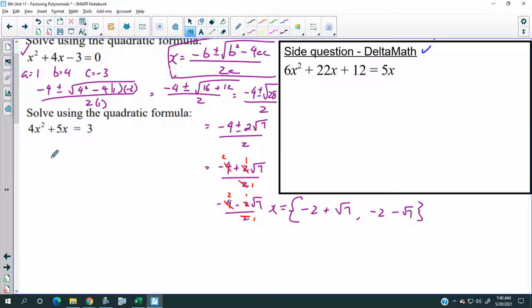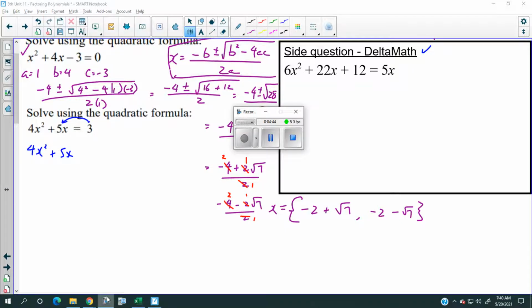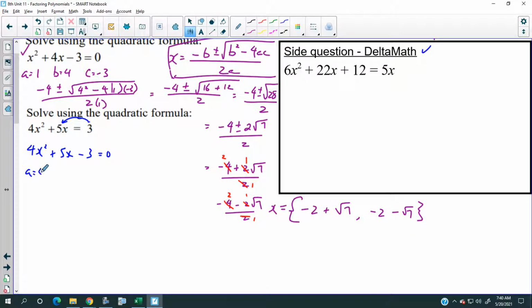All right? Now, here, if you look at this, this is not in standard form of a quadratic function, right? Why? Yeah, the 3's here, right? So we're gonna move the 3 to the other side, so all 3 terms are on the same side. So here we got 4x squared plus 5x minus 3, because I gotta subtract 3 from both sides. All right, so a is 4, b is 5, c is negative 3.